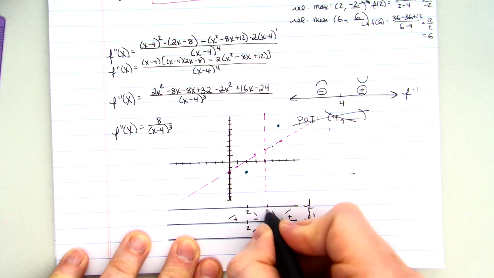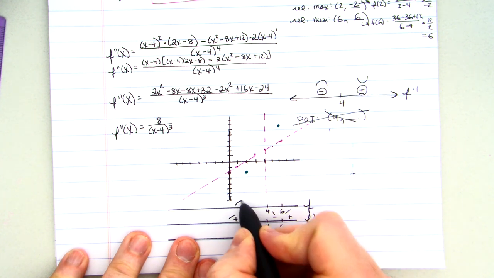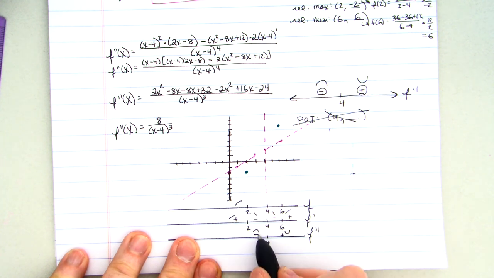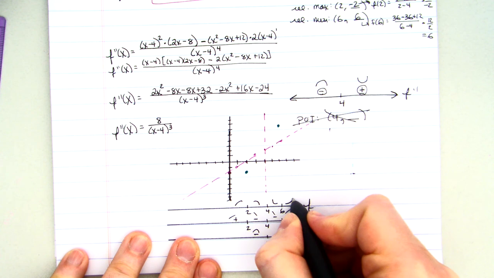I'm going to do my F number line of putting all this stuff together. Concave down increasing is what I'm doing there. Concave down decreasing over there. Concave up decreasing. Concave up increasing.